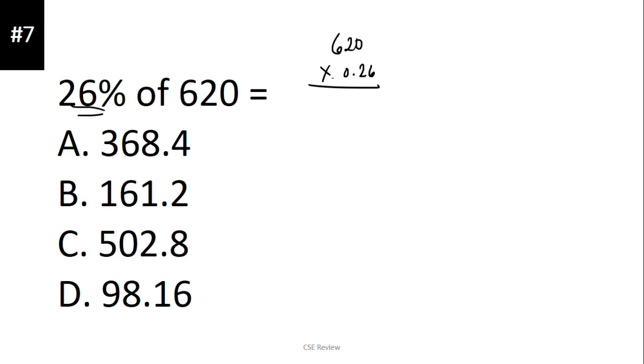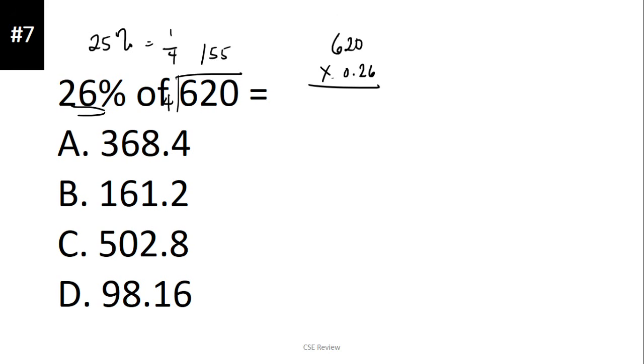Ngayon, yung 26%, malapit yan sa 25%. At yung 25% ay 1/4. So, pwede ko to i-divide na lang sa 4. Tansyahan lang. Kahit tansyahan lang. Okay? Divided by 4, this is 155.